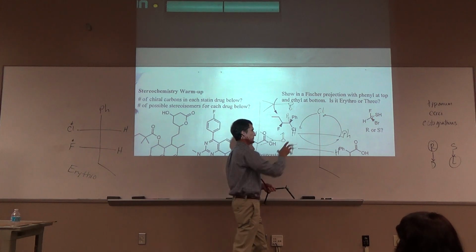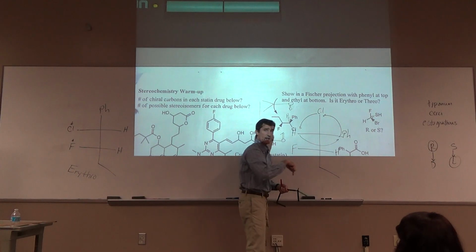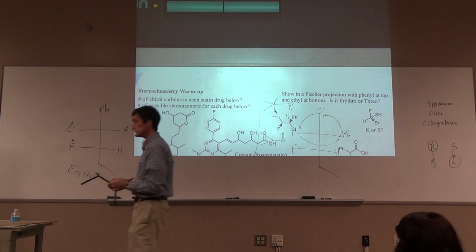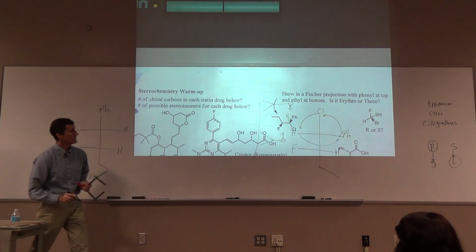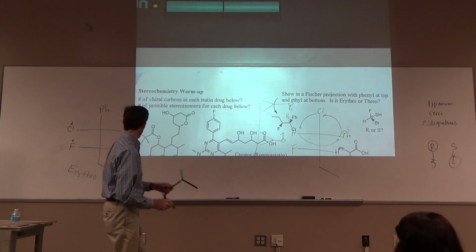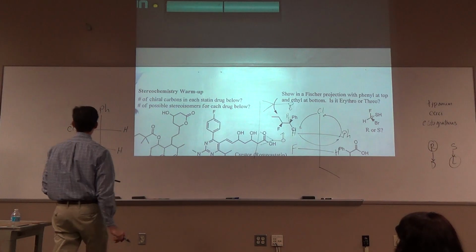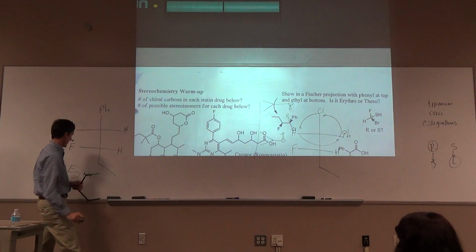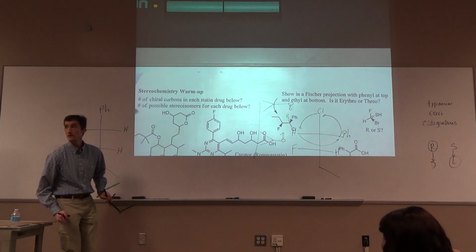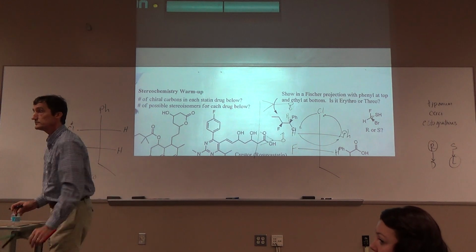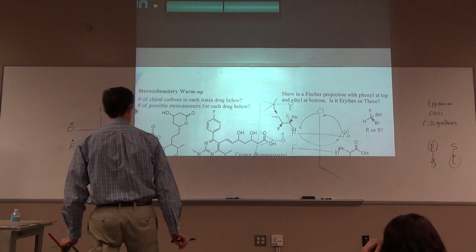It's very common to draw it and spin it the way you're asked to show it. Questions about any of that? So ultimately, we got erythro and not threo. Question: if you drew the chlorine and the fluorine on the opposite side, it would be an enantiomer, and thus be wrong for this question.